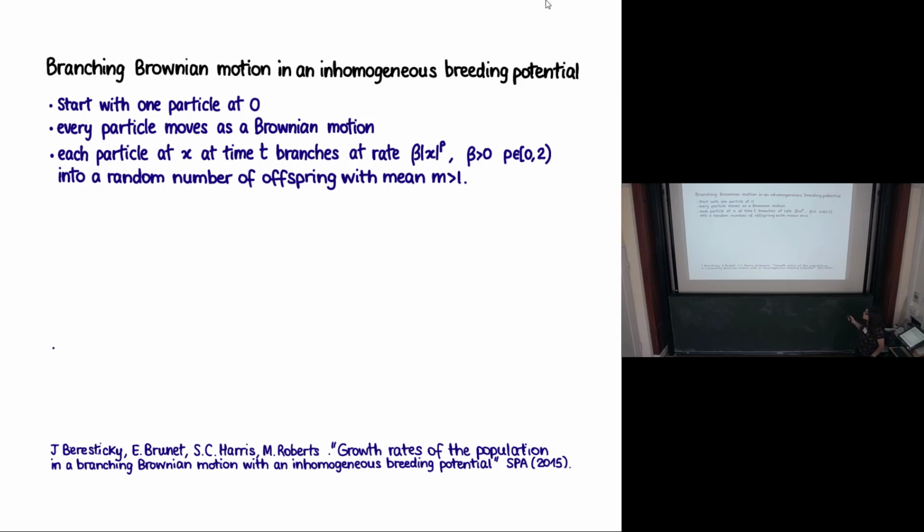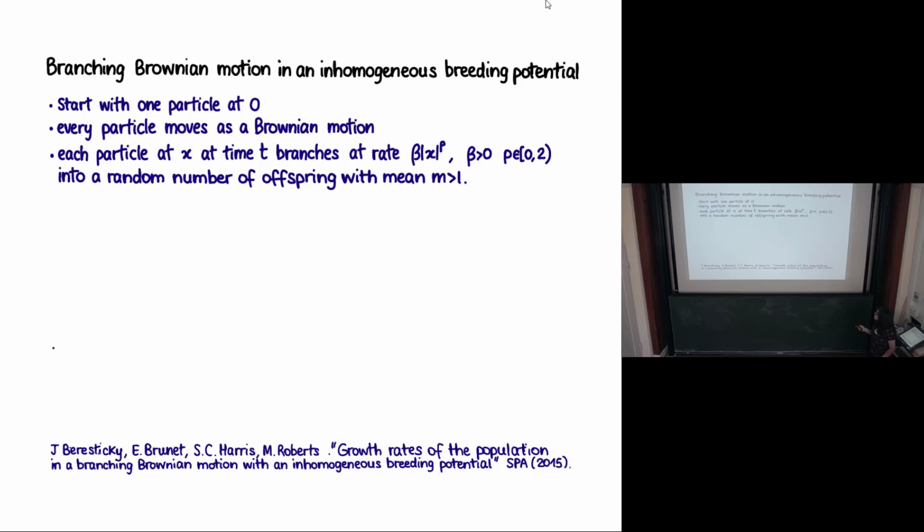So what I'm doing is basically, you run your BBM, and when particles are very far away from the origin, they're going to split faster. And when they split, we allow them to have a random number of offspring with a supercritical offspring distribution, and the system behaves like the usual Brownian motion. We just change the rate.